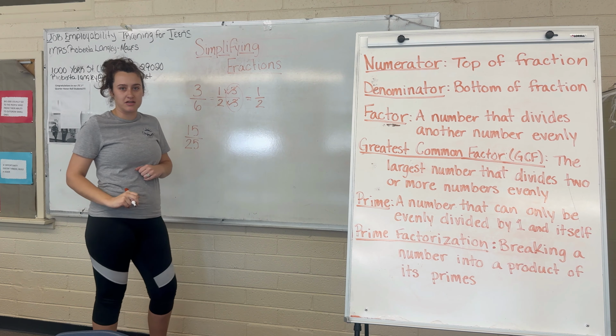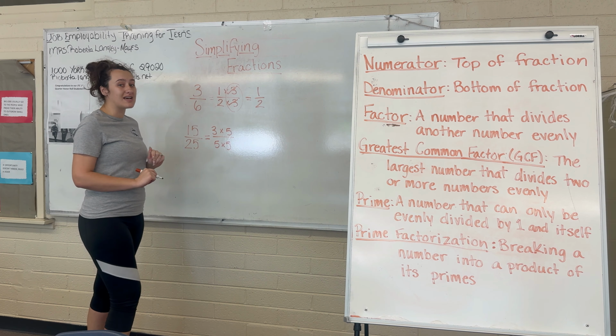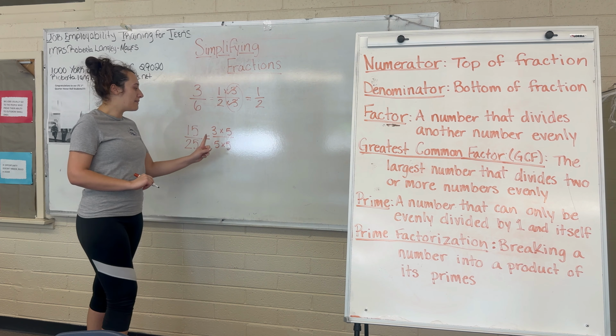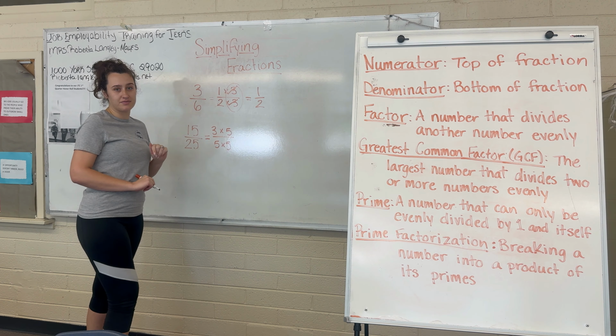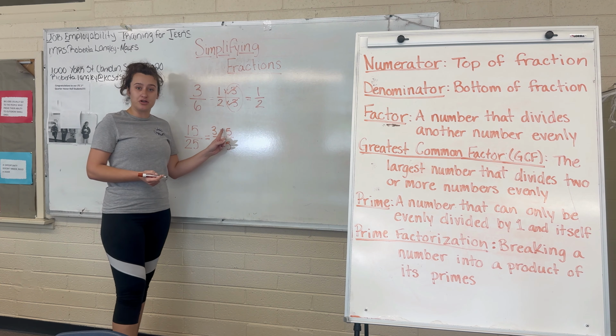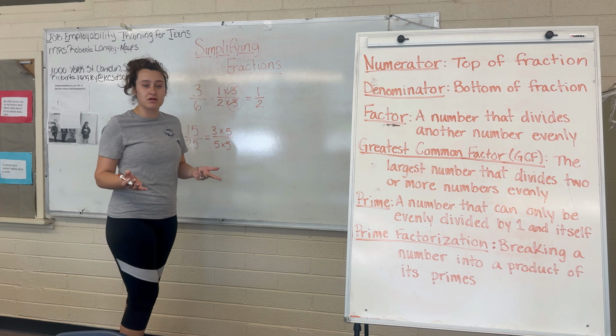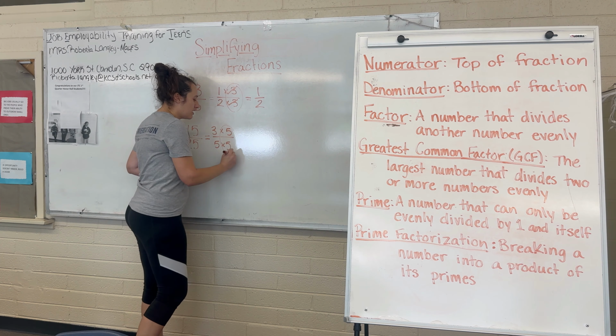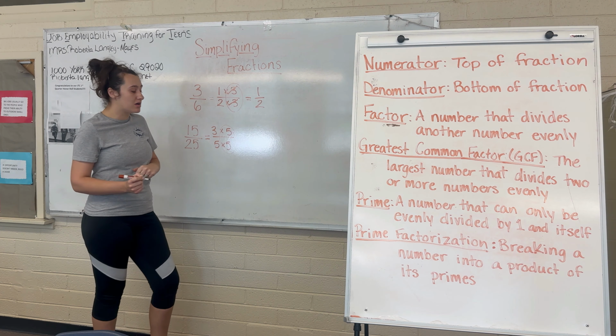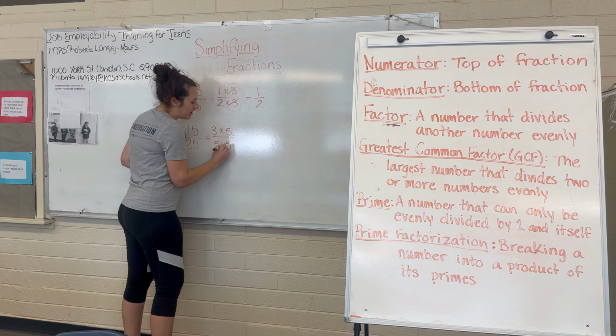Once again, my factors for my numerator, my top number, are 3 and 5 because I can evenly divide 15 by 3 or 5. The factors for my denominator, 25, are 5 and 5 because I can evenly divide 25 by 5. The greatest common factor shared between my numerator and my denominator would be this 5 because that's the biggest number they have in common. Because there's one on the top and one on the bottom, they're going to cancel each other out.